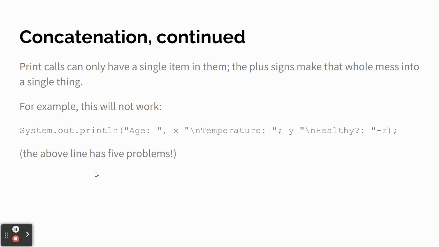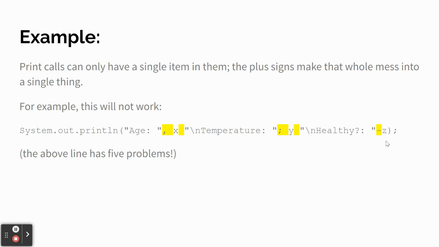So print calls can only have one item in them. So this print call will not work. And let's look at what's wrong. This line has 5 problems. It has age, comma, and then X, and then another thing, and a semicolon. I was like, how many ways can I make this bad? Let's look at all the things that are wrong.